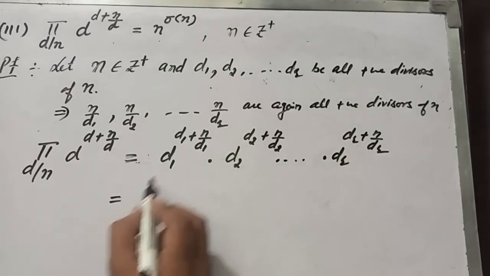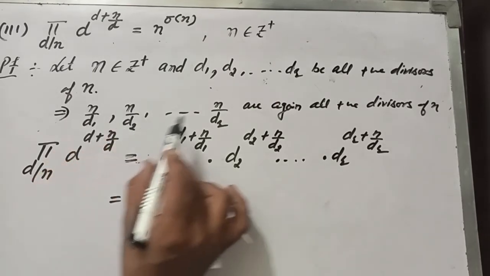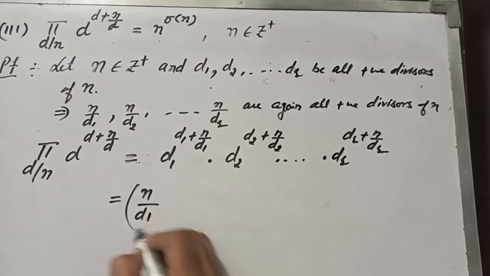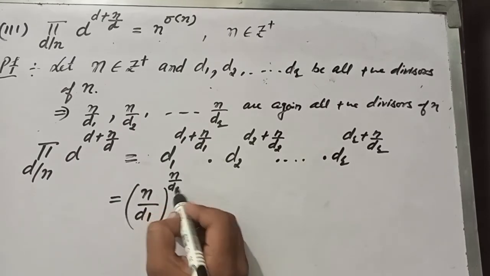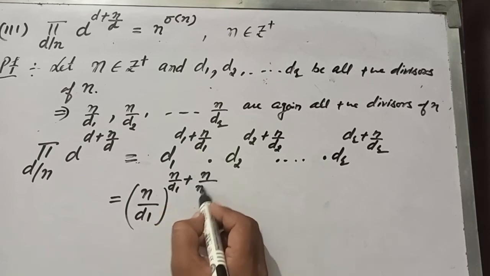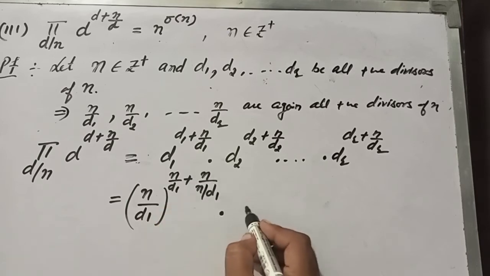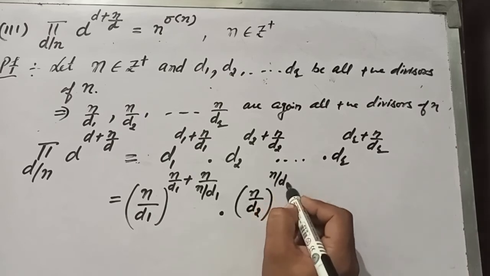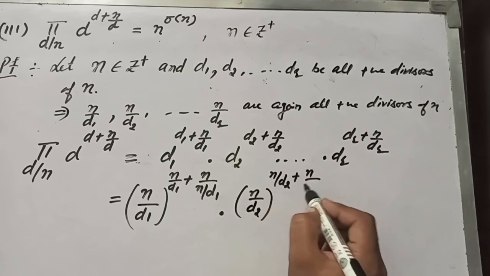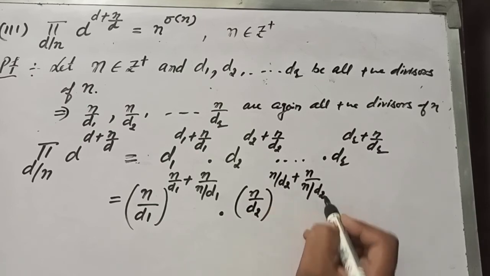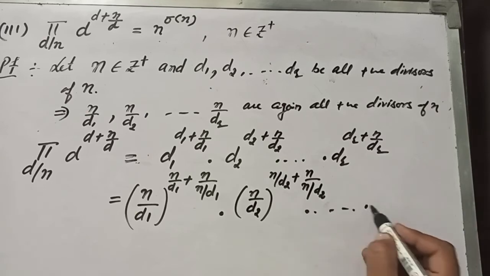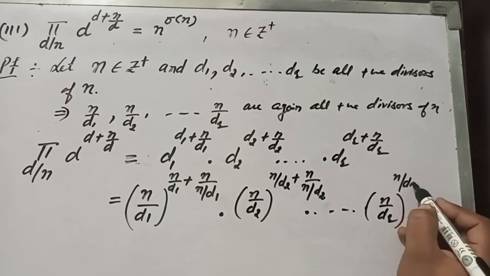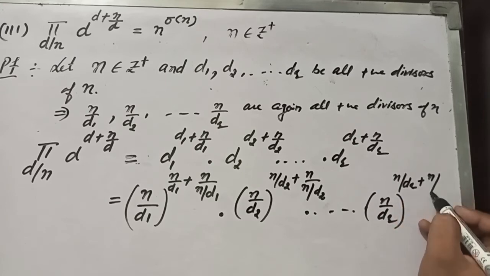But we can replace d1, d2, ..., dr by n/d1, n/d2, ..., n/dr. So this is again n by d1 raised to power n by d1 plus n by d1 is replaced. Again the product, d2 can be replaced by n by d2, raised to power n by d2 plus n by d2. Likewise, the last term: dr is replaced by n by dr, raised to power n by dr plus n by dr.